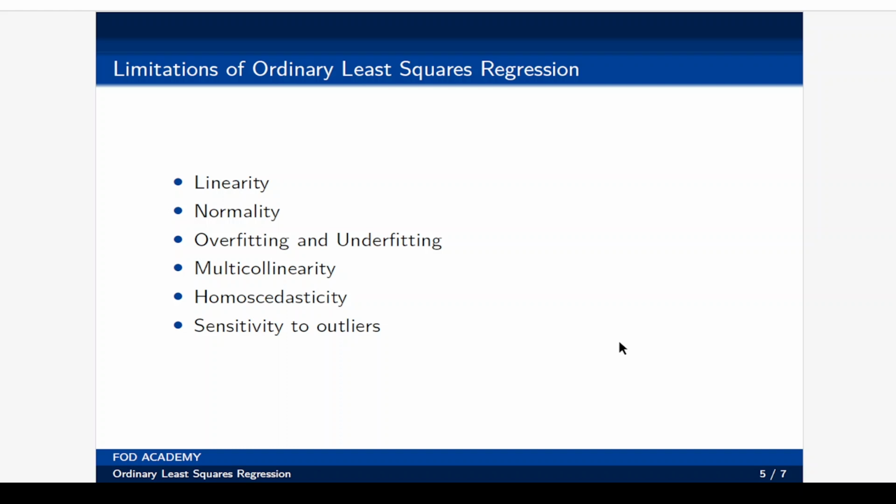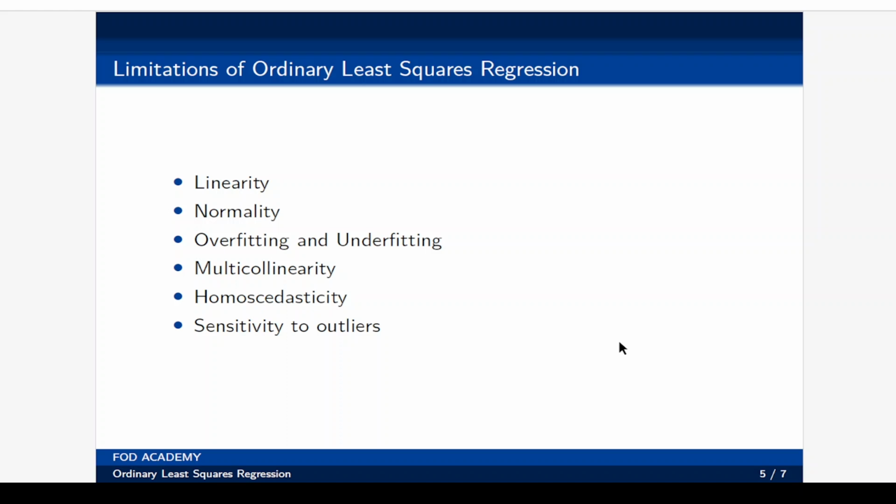Limitations of ordinary least squares regression. While ordinary least squares regression is widely used, it also has its limitations, and it is very important to note the several limitations of the OLS regression in order to avoid incorrect conclusions. Linearity. The assumption of linearity limits the application of OLS to specific datasets. If the true relationship in a dataset is nonlinear, OLS may not provide an adequate fit, leading to a biased estimate and poor prediction.